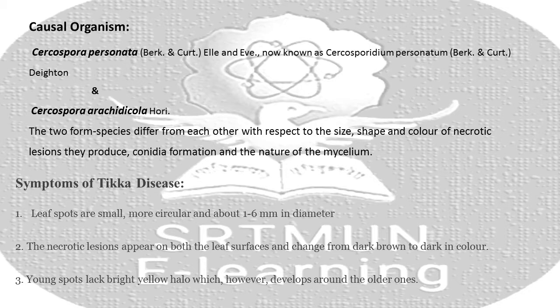Now, next point, symptoms of Tikka disease. First, the leaf spots are small, more or less circular and about 1 to 6 mm in diameter. Next point, the necrotic lesions appear on both leaf surfaces and change from dark brown to dark in color. Next point, young spots lack the bright yellow halo, which however develops around the older ones.